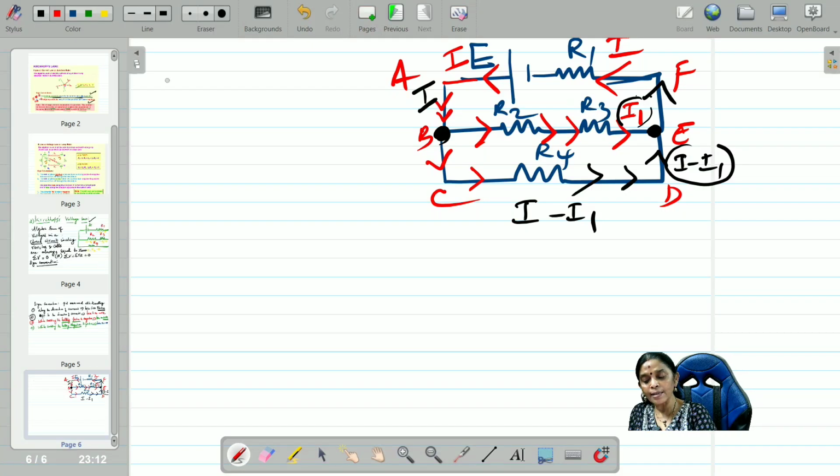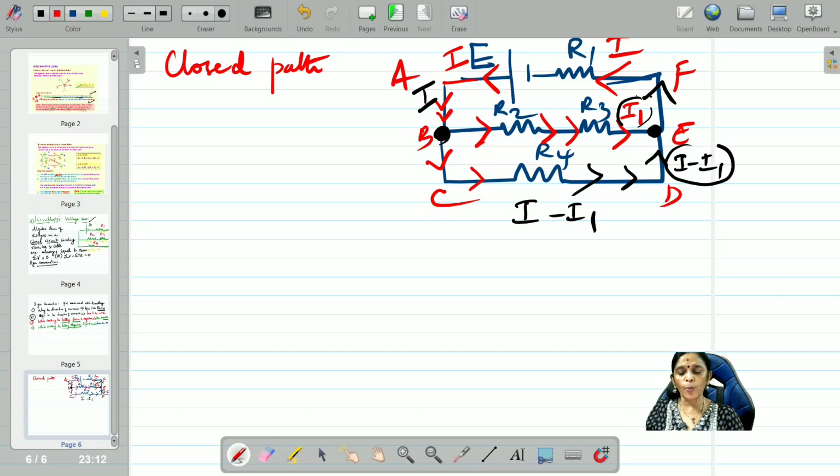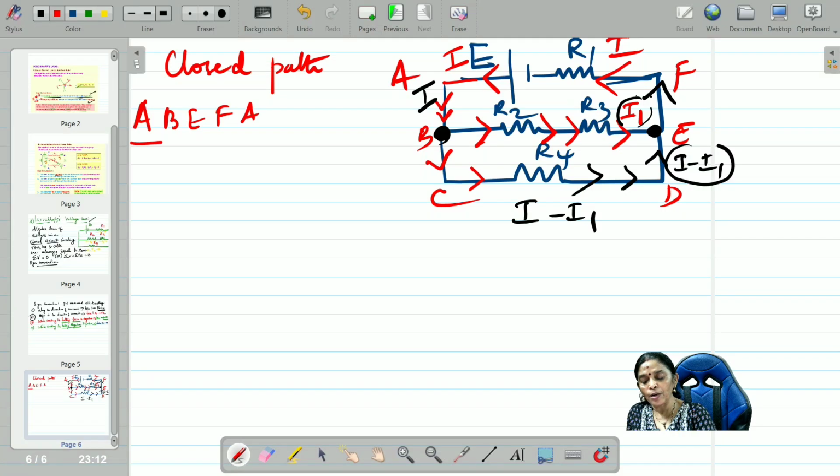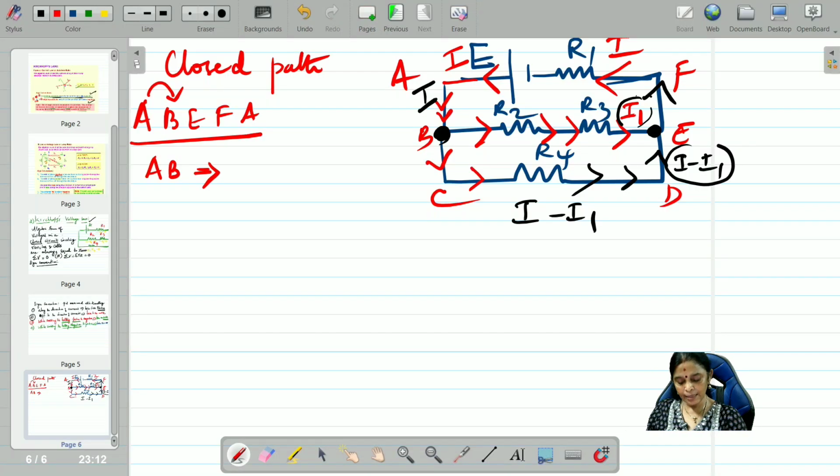So, now I am going to consider a closed path. Listen carefully, this is very important and very easy, that's all. Closed path, I am going to take A, B, E, F, A. Listen carefully. First I have to go from A to B. Is there any resistance or something present here? Nothing is present, just the wire. So, AB is nil. I have to write it as nil.